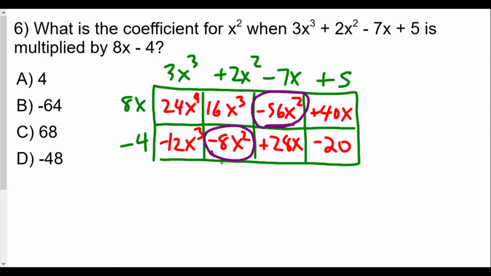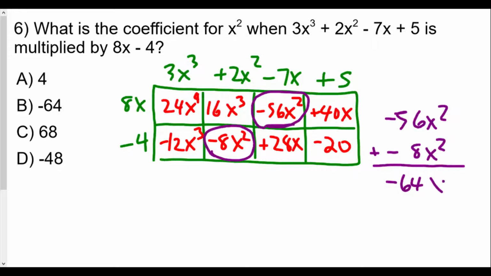So what we're going to do is take the negative 56x squared and the negative 8x squared, and add them together. Because when we multiply with the box method, we find all those little small products and add them together to find the total amount. And so negative 56 plus negative 8 is negative 64x squared. But the coefficient is just the number multiplying x squared. Therefore, the answer should be choice B, negative 64.